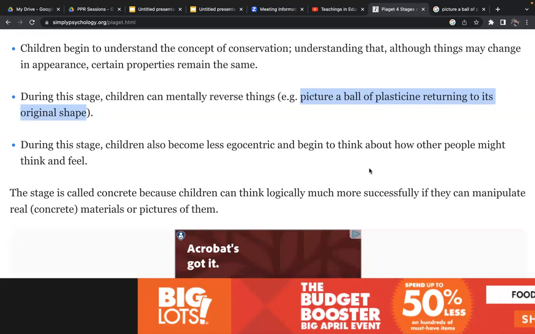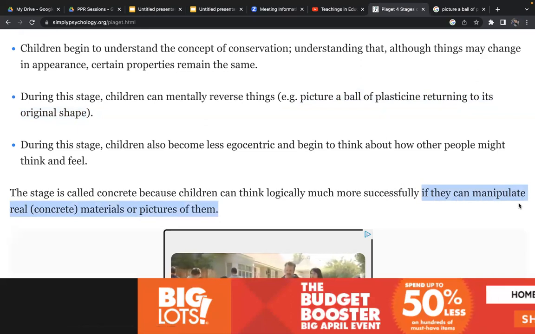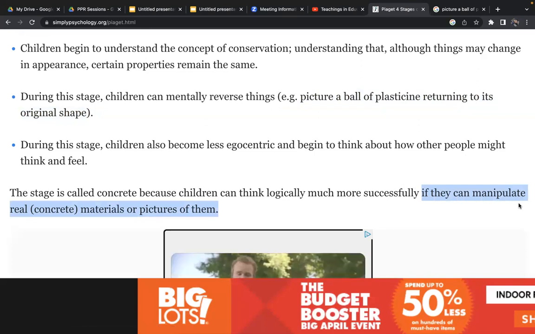The stage is called concrete because students can think logically and much more successfully. This is important. This is the most important part for us. If they can manipulate real concrete materials or pictures of them, they can think more logically. This is what's important and where the questions come from.